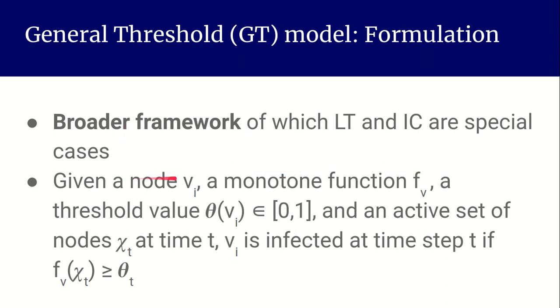But basically, given a node v sub i, a monotone function f sub v, and a threshold value for each node v sub i in the interval of real numbers from 0 to 1, and an active set of nodes K sub t at time t, v sub i is infected at time step t if the monotone function applied to the active set at time t exceeds a certain threshold.